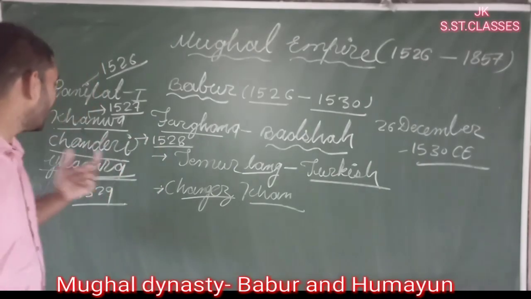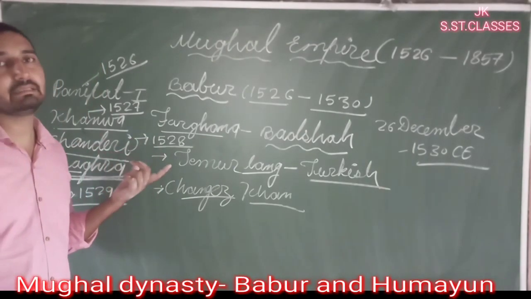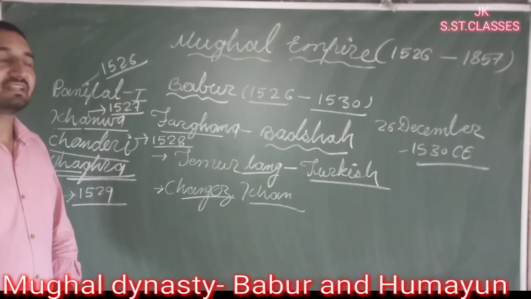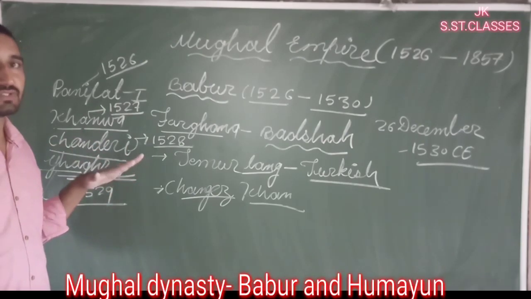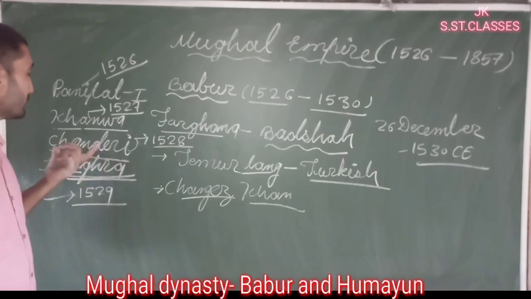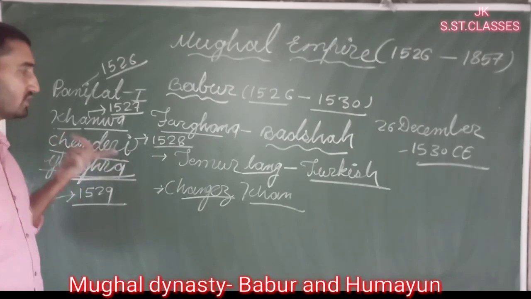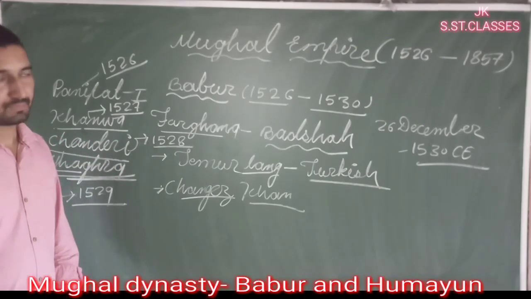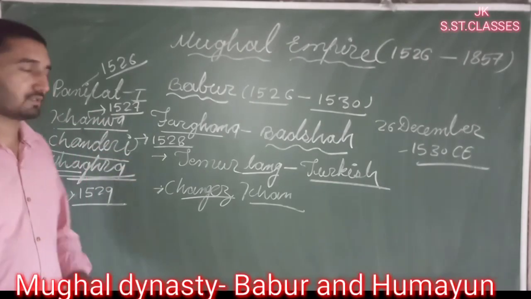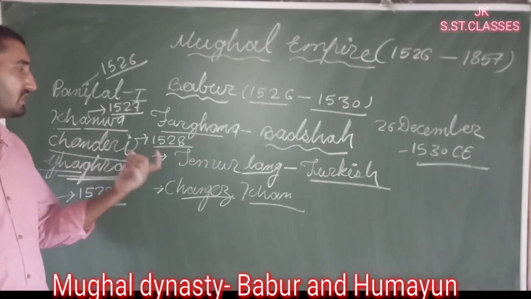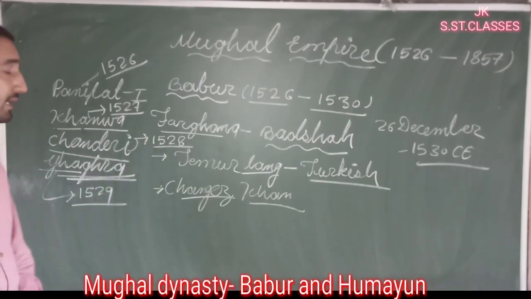Okay, after that, Medini Rai, who was related with Chanderi. Chanderi is in UP. Okay, he was defeated by Babur, as he supported Maharana Sanga in the Battle of Khanwa. So Medini Rai was defeated in the Battle of Chanderi in 1528 common era.